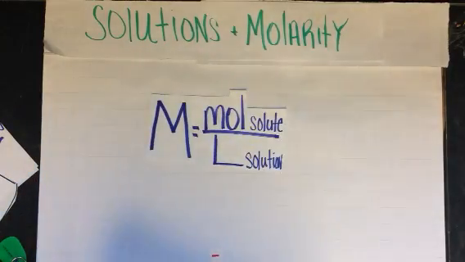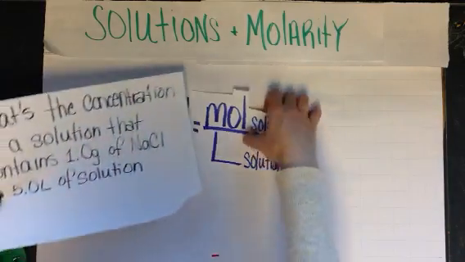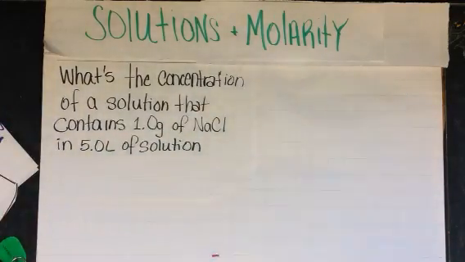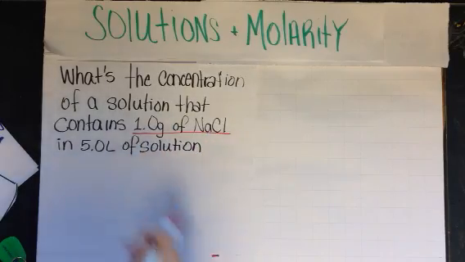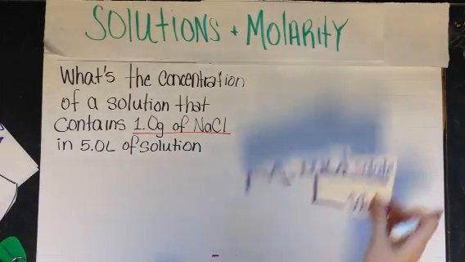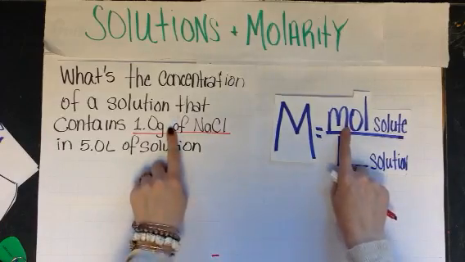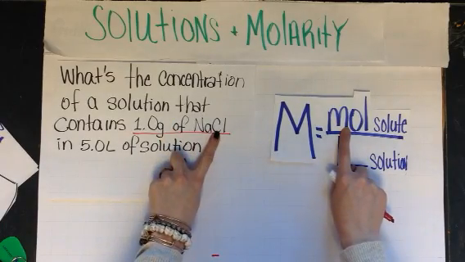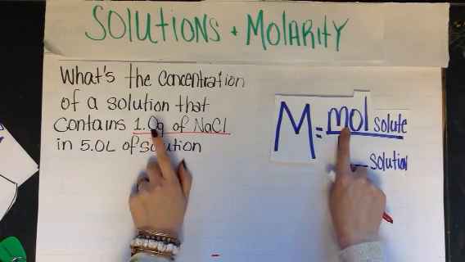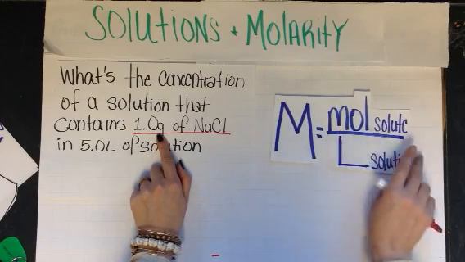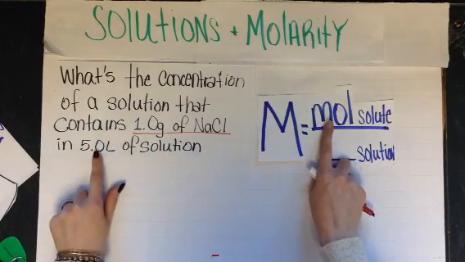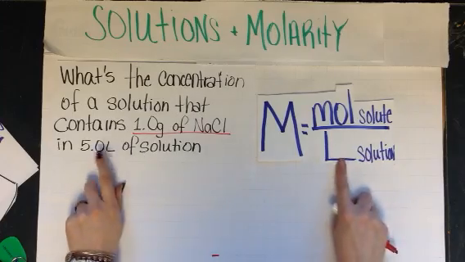Remember, I have to make sure that I always use moles over liters. So let's take a look at this example. What's the concentration of a solution that contains 1.0 grams of NaCl in 5 liters of a solution? Okay, remember, I needed moles of the solute, right? But I got grams. So can I convert grams to moles? Hopefully you said yes. And 5 liters of a solution, that still looks good.